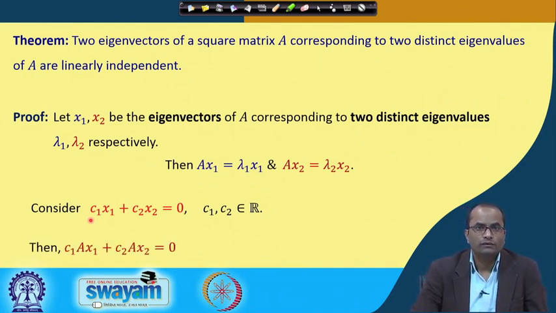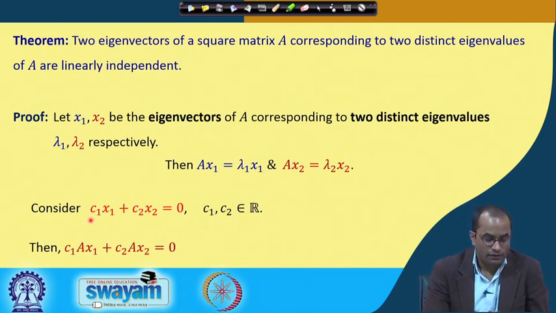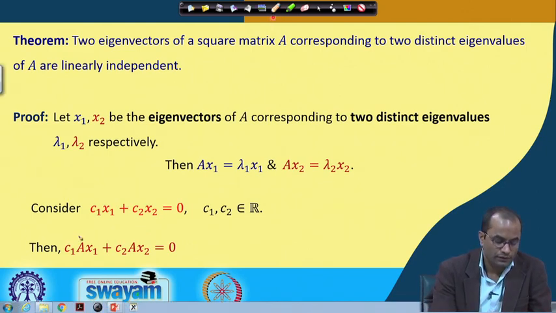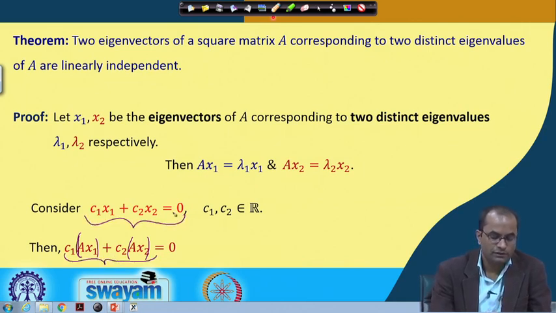So, to do so we will consider here the C 1 and this x 1. So, we have multiplied by the given matrix A. So, we have C 1 A x 1, because C 1 was a constant, so we have taken it out. So, C 1 times A x 1 and then C 2 times A x 2. This is the relation we got from this equation by just multiplying it by A.